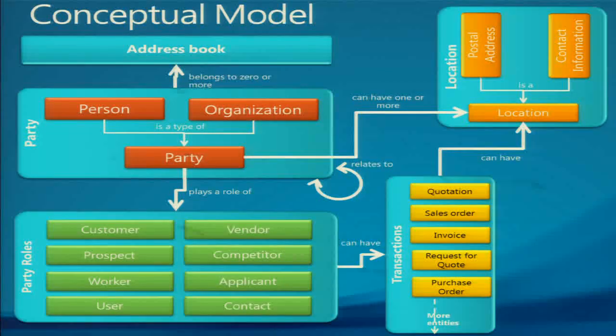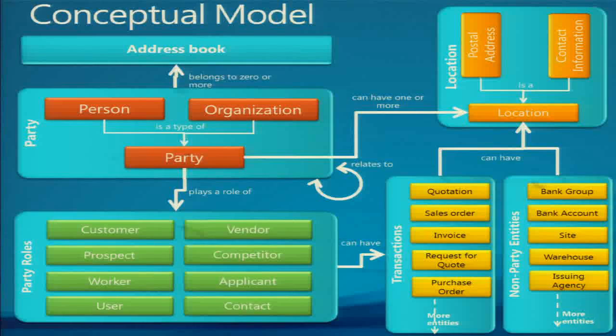Then locations. The location entity. Location is an entity that can be either a postal address or contact information. By contact information, we mean phone, email address, fax. And a party can have one or more locations. The last group of entities we call non-party entities, and these are non-party entities that can have locations. So they're references to locations in these entities.